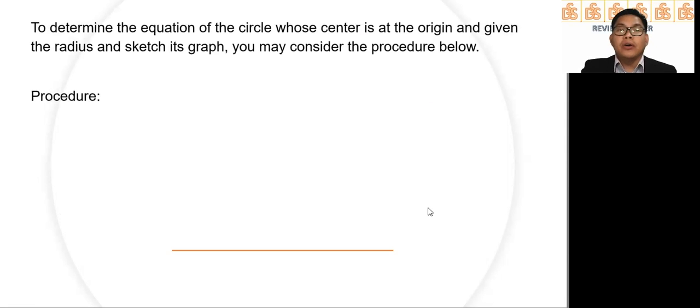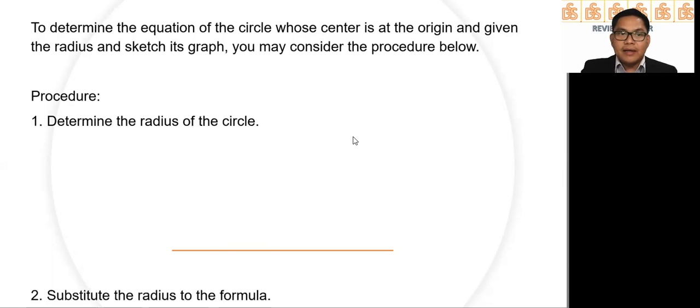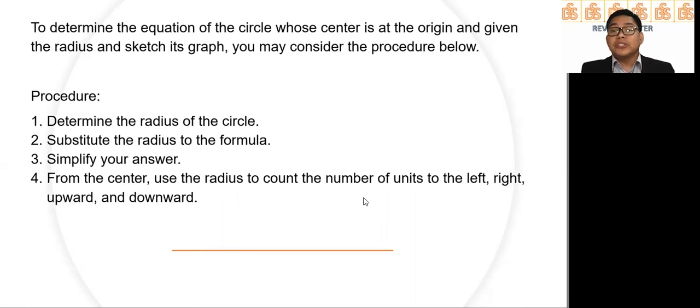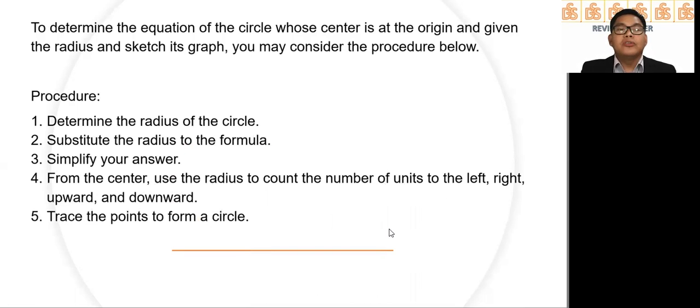To determine the equation of the circle whose center is at the origin and given the radius, and to sketch each graph, we may consider the procedure below. Number one, determine the radius of the circle. Next, substitute the radius to the formula. Simplify your answer. Then to sketch the graph, from the center, use the radius to count the number of units to the left, right, upward, and downward. And finally, trace the points to form a circle.